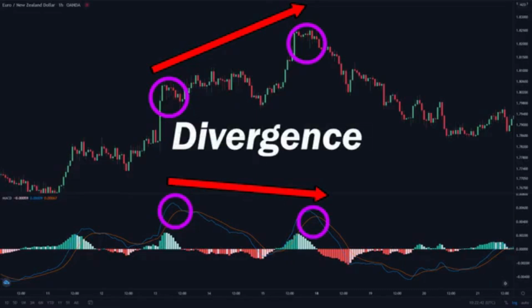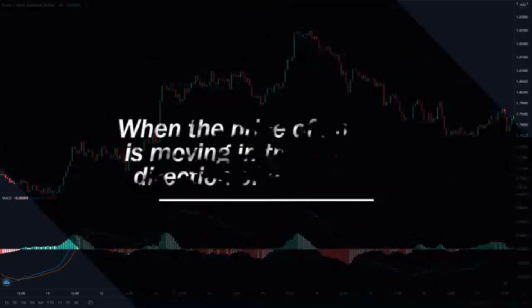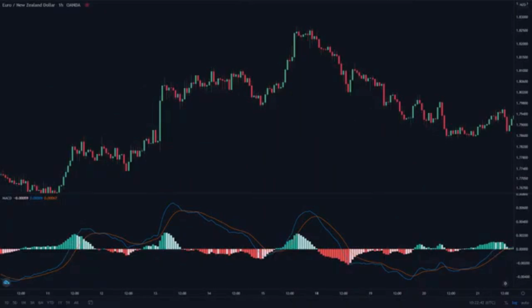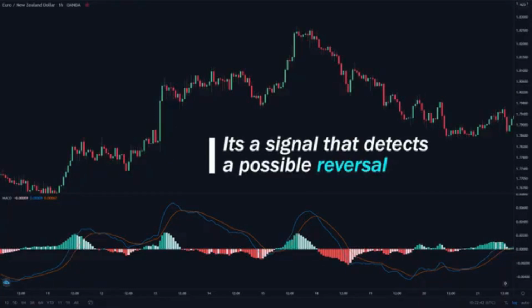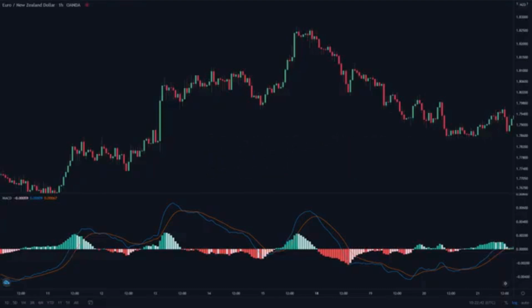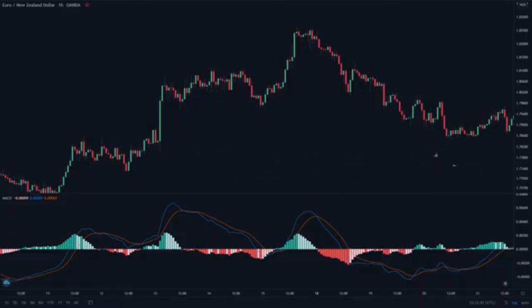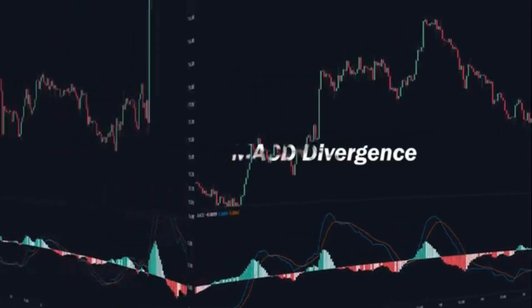This is called a divergence. It is when the price of an asset is moving in the opposite direction of a technical indicator. A divergence is created to warn that the current price trend may be weakening. In other words, it's a signal that detects a possible reversal. Remember, a divergence can happen in any indicator. It's not exclusive to the MACD. There are also divergences in the RSI, oscillator, money flow. But in this video, we are testing exclusively the MACD divergence.